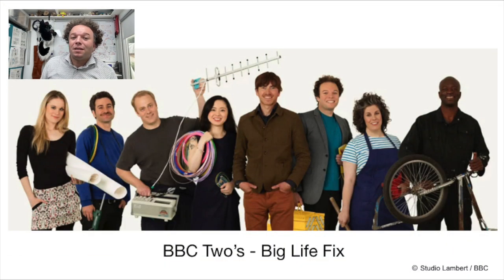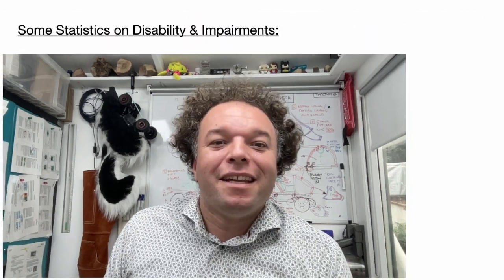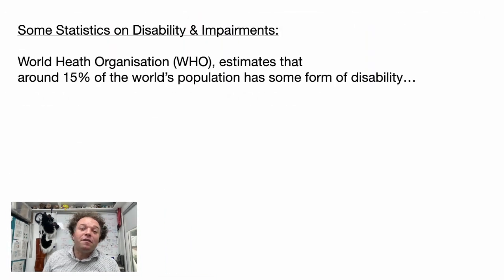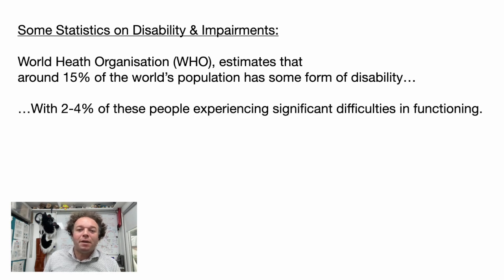Before embarking on an inclusive design project with students, it's worth asking them about how their preconceptions of what terms like impairment, disability, handicap, and inclusivity mean. Even as someone who has worked a little in this space, the range of definitions and statistics are worthy of investigation and reflection. The WHO estimates around 15% of the world's population has some form of disability, of whom 2 to 4% experience significant difficulties in functioning.